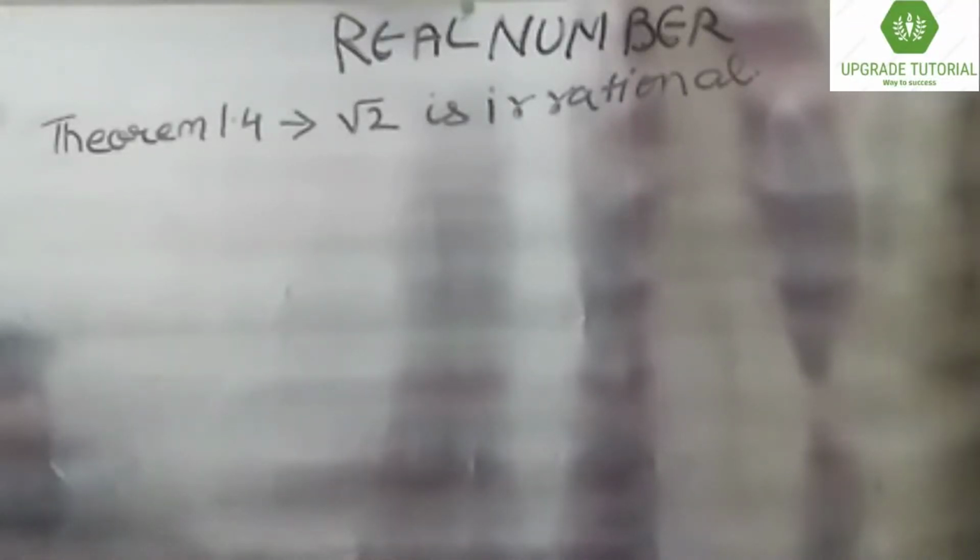In this session we are going to learn theorem 1.4 of Real Numbers. In this theorem we have to prove that root 2 is an irrational number. First, what are rational numbers? The numbers which we express in the form of p upon q, where q is not equal to 0.